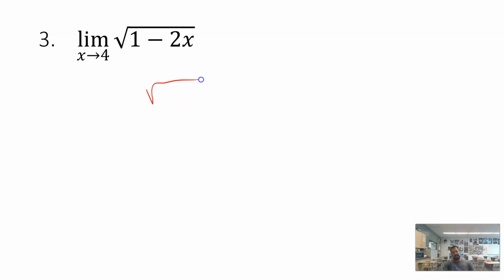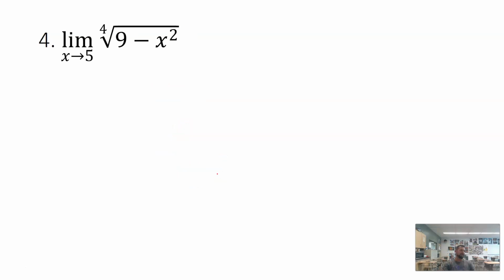On this one, I take 1 minus 2 times 4, which gives me the square root of negative 7, just like in every other problem. If we try to take the square root of a negative number, we just say that the limit does not exist. We cannot do that, so we try, we fail, does not exist on number 3.